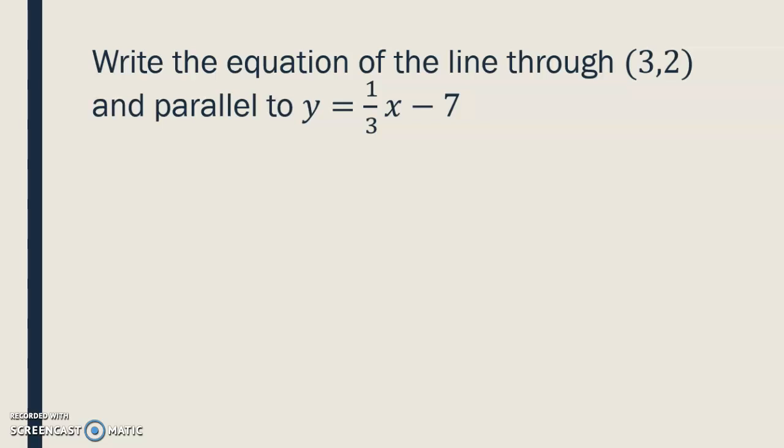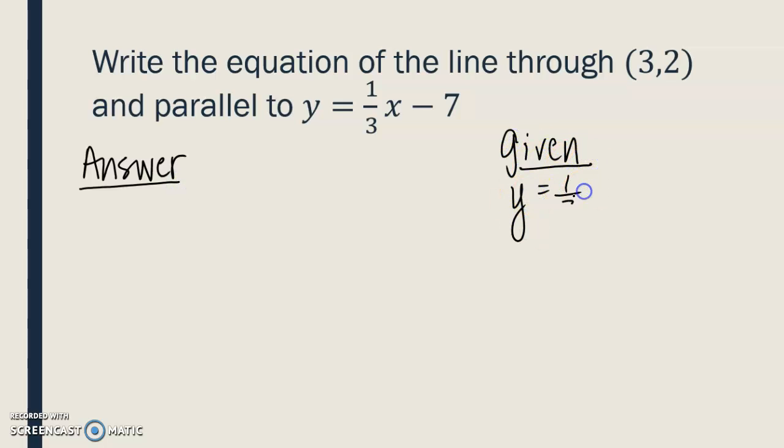Write the equation of a line through the given point and parallel to this line. So my answer, and what I'm given. I'm given this line. For my answer, I want the lines to be parallel. If my lines are parallel, my slopes have to be equal to each other. So from my given information, I have to be able to determine my slope.